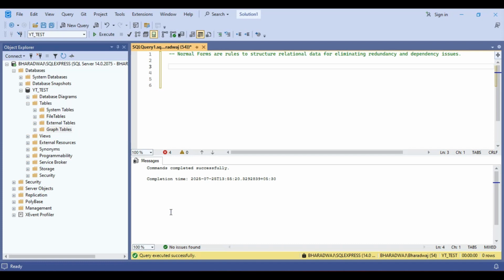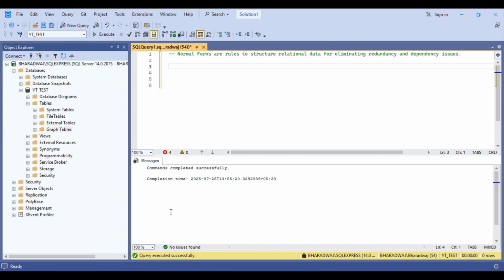Normal forms are rules to structure the relational data for eliminating data redundancy and dependency issues. So let's see this with a very simple example. Let's go with one normal form and see what it solves basically.